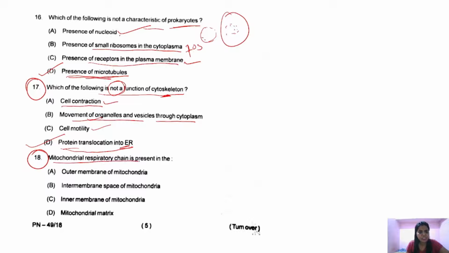Mitochondrial respiratory chain is present in the outer membrane? No. Intermembrane space? No. Inner membrane of the mitochondria? Yes, this is the right answer. Option number C is the right answer.